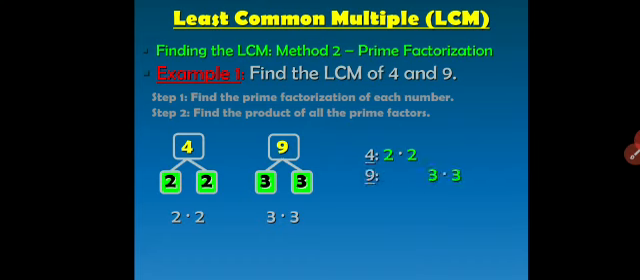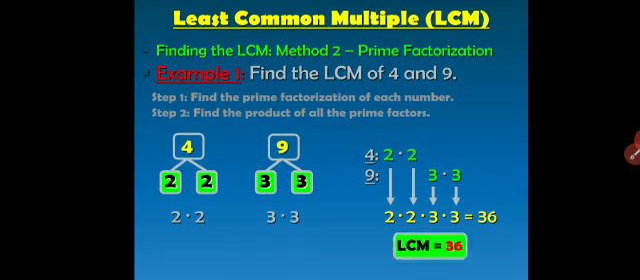For 4 and 9, we have to write the uncommon and common factors of both the numbers. We will write it down and then we will multiply all the numbers together. LCM will become 36.